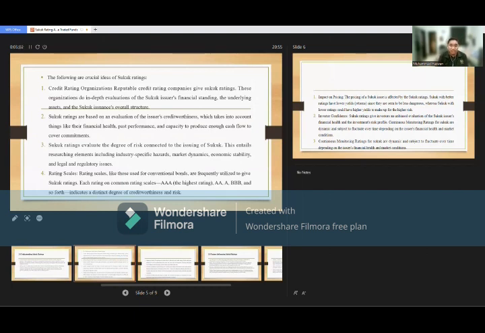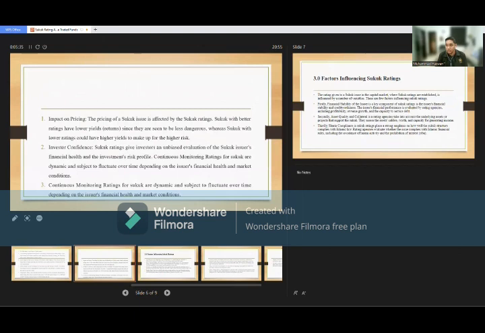And the last is a rating scale like those used for conventional bonds, frequently utilized to give a score rating. So each rating has a common rating scale we use, triple A the highest, double A, triple B, and others, to indicate the distinct degree of creditworthiness and risk.